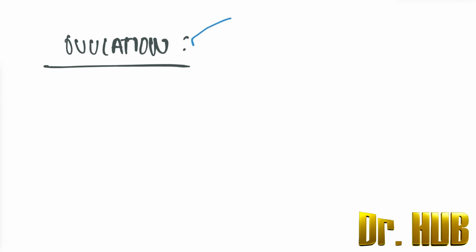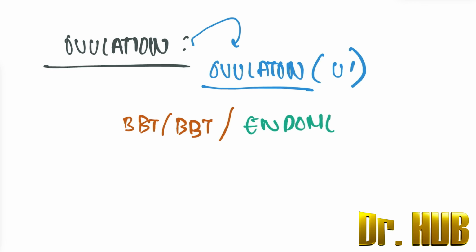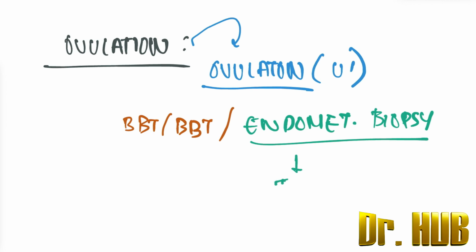Next we move on to the ovulation related cause. In terms of ovulation related, the investigations include ovulation monitoring by ultrasound. That includes the BBT as well as the BBI, and the endometrial biopsy for TB is done.